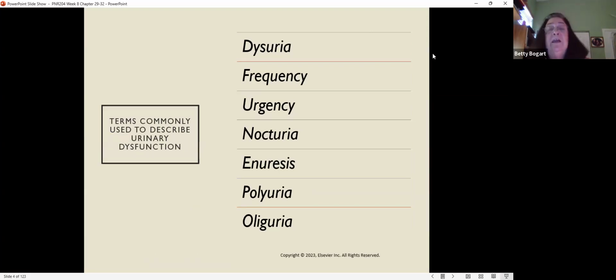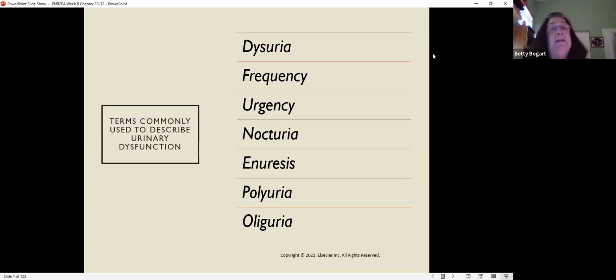So this is difficulty in urinating, dysuria. Frequency, you're going to the bathroom urinating quite a bit. Urgency is when you can't hold it and you have to run. We see that a lot with your urinary tract infections.